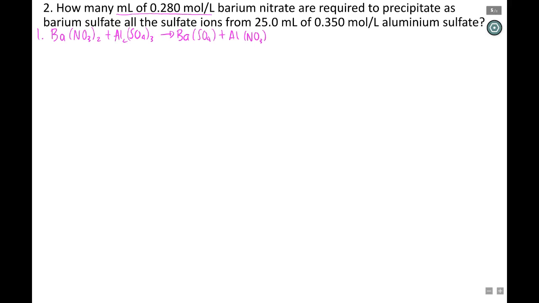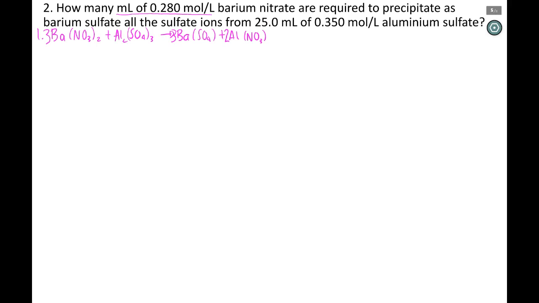Okay, looking at this equation, at the moment we do not have enough aluminium on the right hand side, so we need to put a 2 in front of that, so that then balances. We also don't have enough sulfate on the right hand side, so we need 3 more sulfate, which then means we need 3 more barium. So now we have a balanced equation.